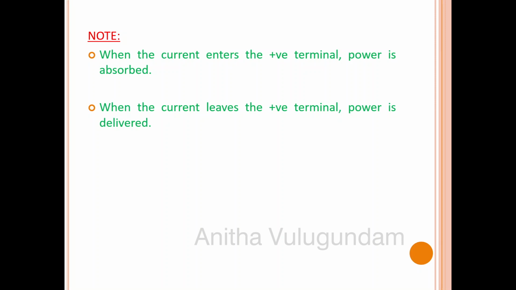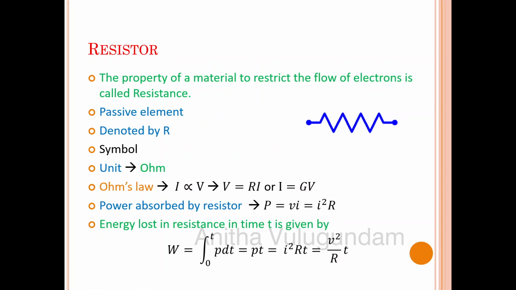There is an important note: when a current enters the positive terminal, power is absorbed. When current leaves the positive terminal, power is getting delivered. Next, let us talk about basic circuit elements: resistor, capacitor, and inductor.